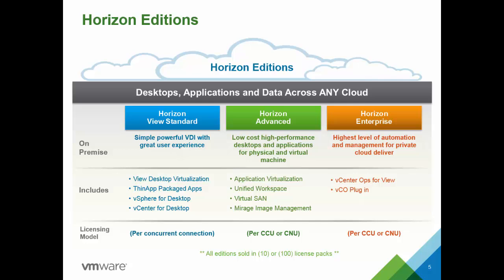Then we have the highest level, which is Enterprise, which has everything in the previous two editions, but then it also includes vCenter Operations for management for View. So this way with vCenter Operations, you can not only manage your server virtual environment, but now you can also manage your virtual desktops as well from the same interface and basically manage and view your entire virtualized infrastructure. And then it also includes the vCenter Orchestrator plugin as well. And that is also concurrent user and named user. All of these editions are sold in either 10 or 100 license packs.